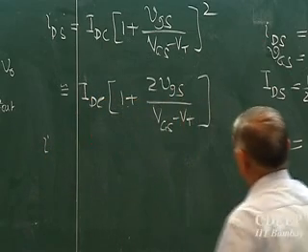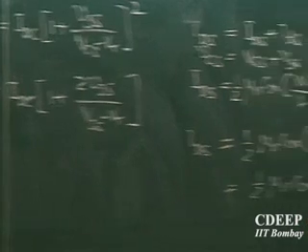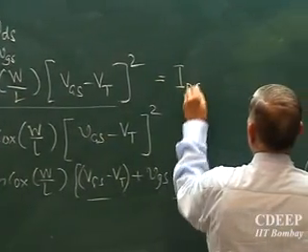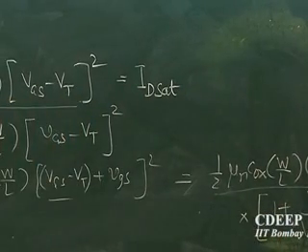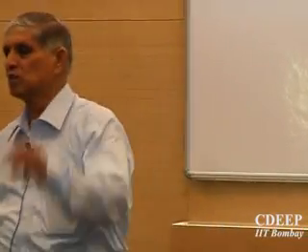Okay, many times in the book, which I should also tell you, this kind of current, when I write the square, is actually written as ID sat. Why is it called ID sat? Because it is the saturation current of the transistor, so it is specified as ID sat. And this value is actually specified by the manufacturers. What is the ID sat versus VGS value you have? Okay, this is a spec which will be given to you.